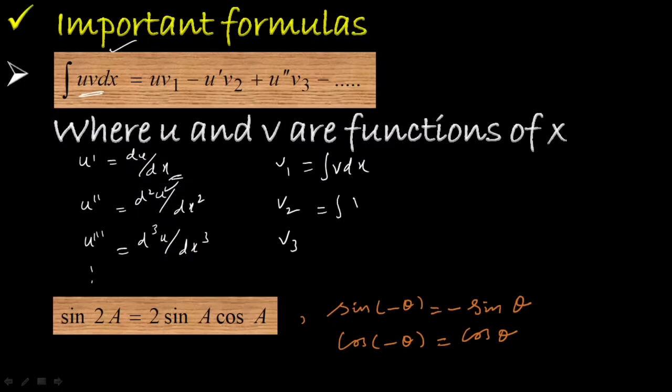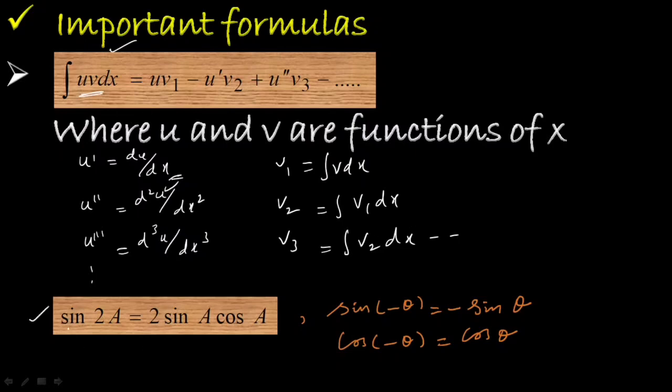v2 is nothing but integrating v1 once again with respect to x. v3 is integrating v 3 times with respect to x. So already we have integrated 2 times, that is v2. You integrate that once again with respect to x and it gives you v3 etc. So v1, v2, v3 etc. represent the successive integrals of v.